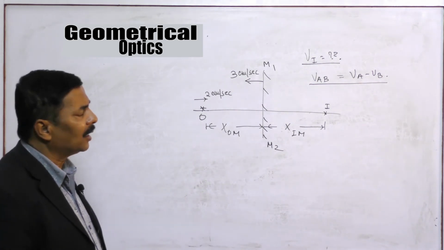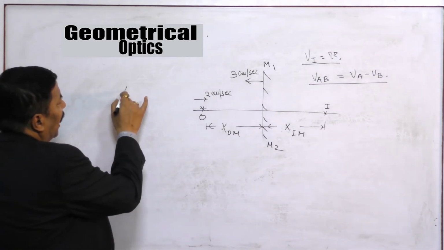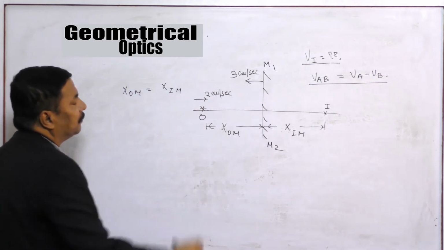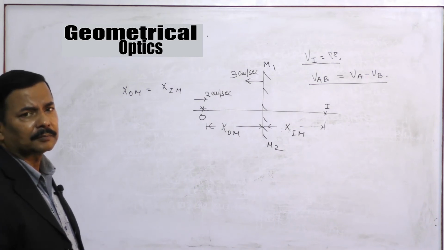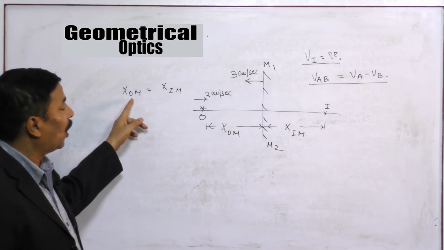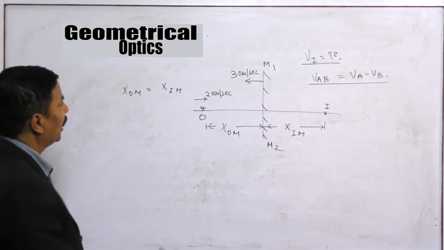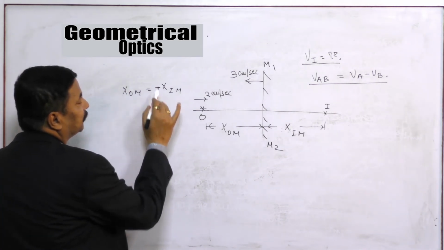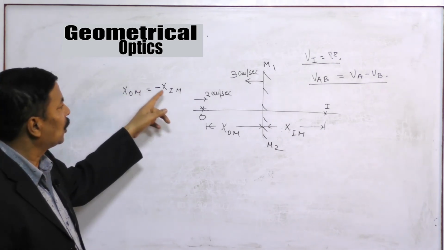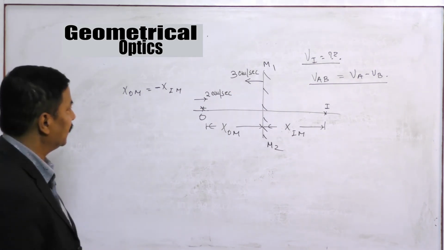So here, with a little bit of differentiation. What can I say? XOM is equal to XIM. Can we say it in this way? No, we cannot say. If one boy is here and one boy is here, that doesn't mean that they are at the same position. So here a negative sign should be there. This is also a function of time. With time it is changing. So I am doing the differentiation with respect to time.